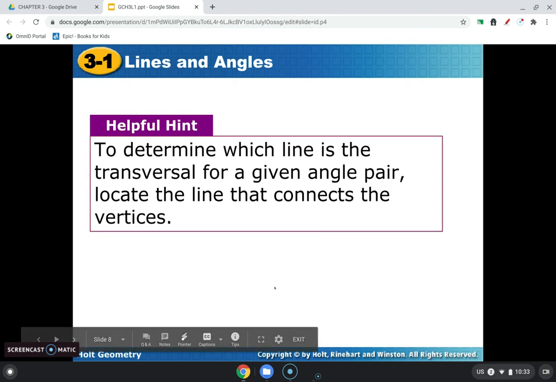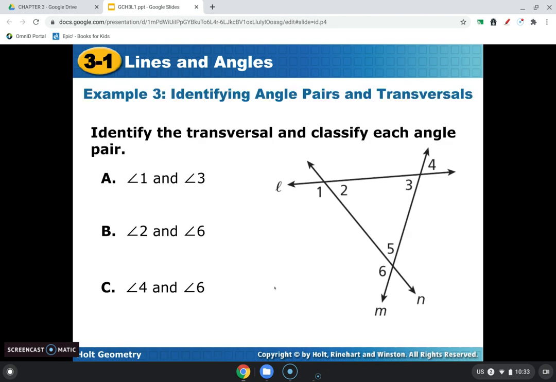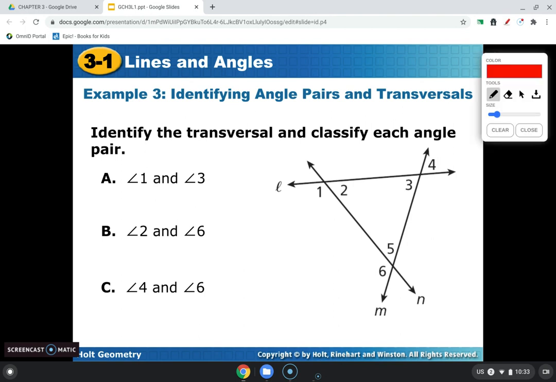All right, to determine which line is a transversal for a given angle pair, locate the line that connects the vertices. All right, so identify the transversal and classify each angle pair. All right, well, 1 and 3 are here and here. So for this one, L would be the transversal. And then what kind of angle pair are 1 and 3? Corresponding.